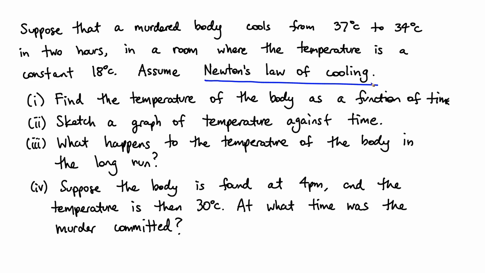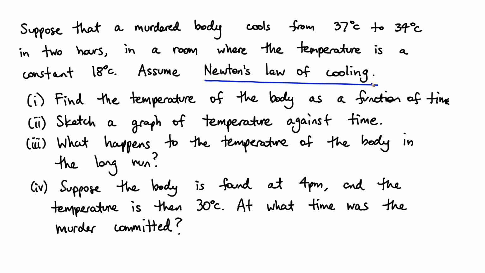It's a little bit of a morbid question, sorry. Suppose that someone's been murdered, right? And their body cools from 37 to 34 degrees in 2 hours. So someone is obviously recording this happening. The temperature we're assuming is a constant 18 degrees where the body is. And we'll be able to use a differential equation to ultimately figure out roughly what time the poor person was murdered.